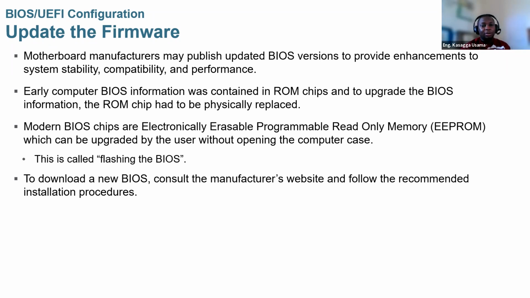To download a new BIOS, they tell you to consult the manufacturer's website for the recommended installation, because it depends on the type of machine. When you go to the manufacturer's website, automatically it will be in a position to show you the right information. It will ease everything for you. Once you put it there, it will check the type of machine that you are using, and then automatically it will tell you that your machine is compatible with this type of update.